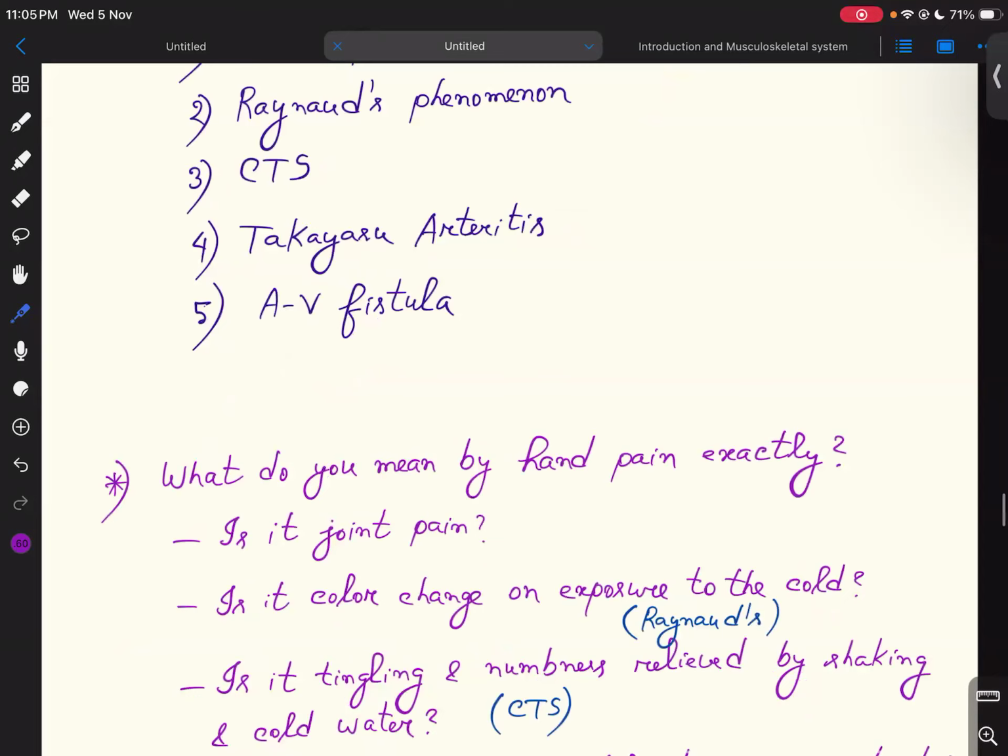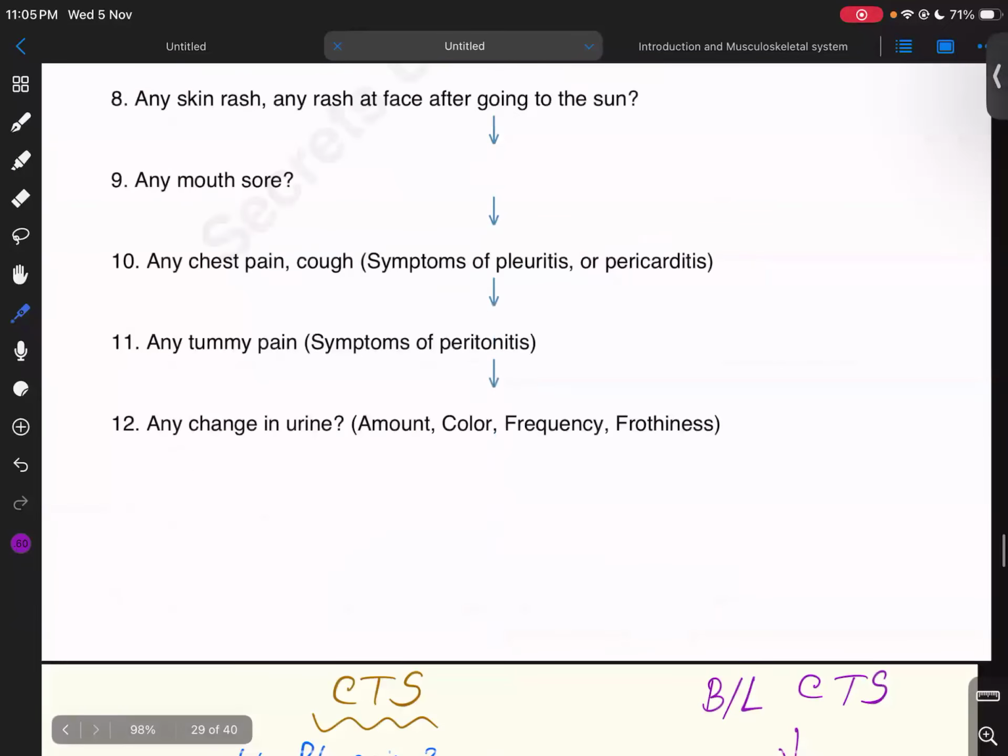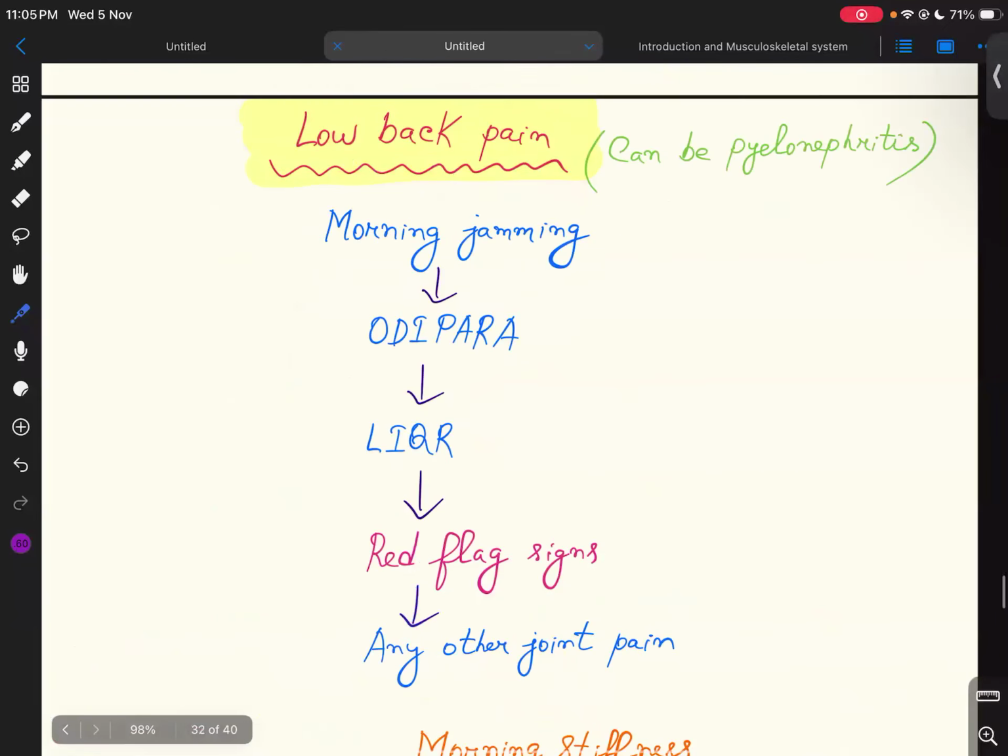Okay, let me go to the next case. The next prompt is low back pain. It is also a very common prompt coming in the PCS exam. It comes very often. That is why it is a triple star case. Hand pain is one triple star case, and low back pain is another triple star prompt.